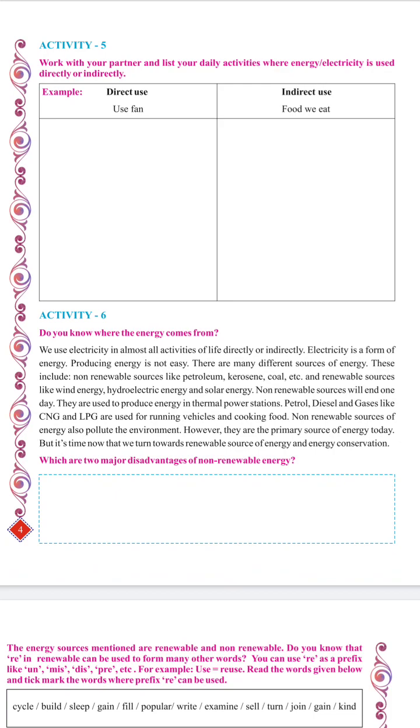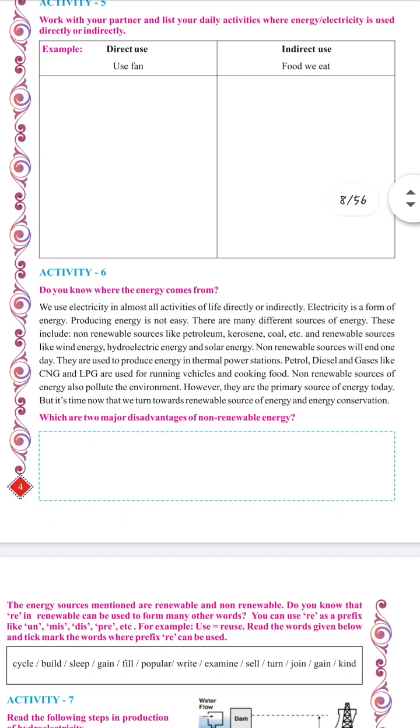Electricity is a form of energy. Producing electricity is not as easy as we understand it. There are many different sources of energy. These include renewable sources and non-renewable sources. Renewable sources are those sources which can be renewed or which will exist forever and ever. For example, wind energy, solar energy, hydroelectric energy, etc. And there are non-renewable resources which are limited in quantity and may get exhausted very soon or in the future.